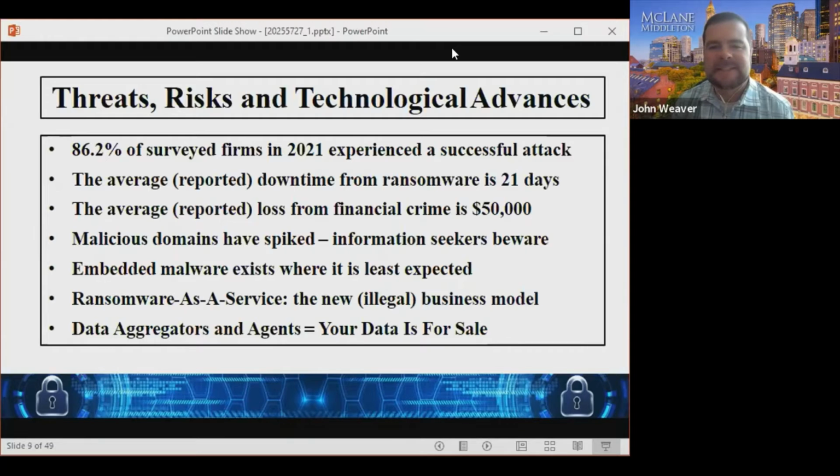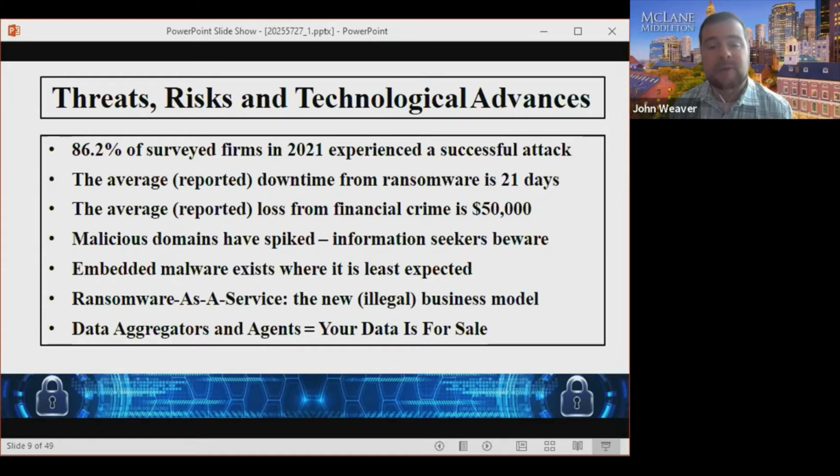So it's a little bit of further information on what's going on right now in terms of threats, risks, and technological advances. A survey this year found that 86.2% of the firms that the tech companies surveyed had experienced a successful cyber attack. So again, think of it as a matter of when, not if. That's the way you should approach it, particularly when you look at the results.